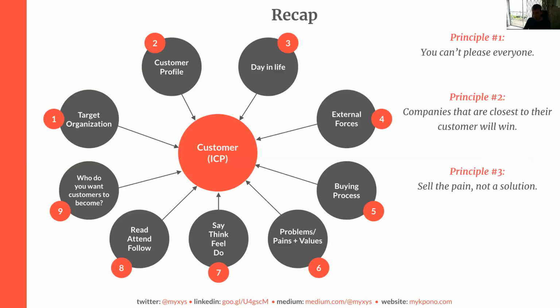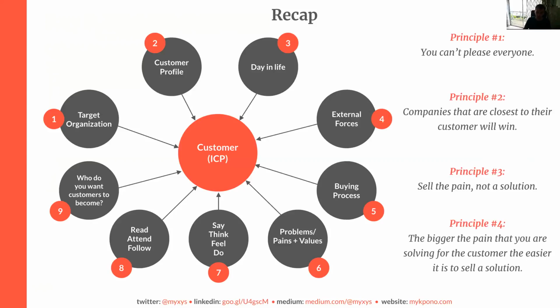Principle number 3, sell the pain, not a solution. This is why you want to understand the context, how the pain that you solve fits with everything else that the customer has to deal with on a daily basis. Principle number 4, the bigger the pain you're solving, the easier it is to sell the solution in your product, because you don't have to spend a lot of time convincing customers that this is an important pain. They already know that it is.